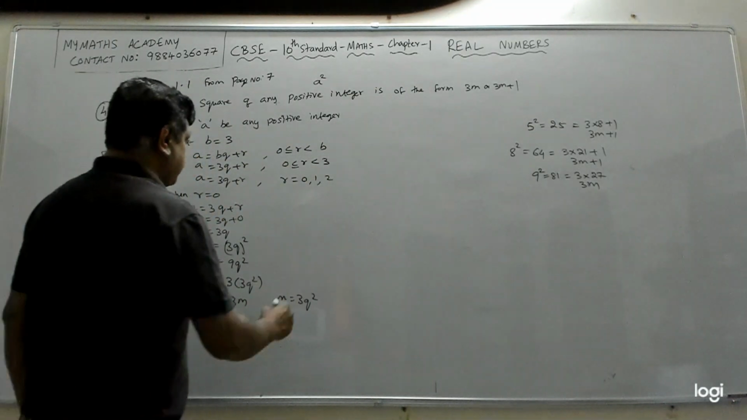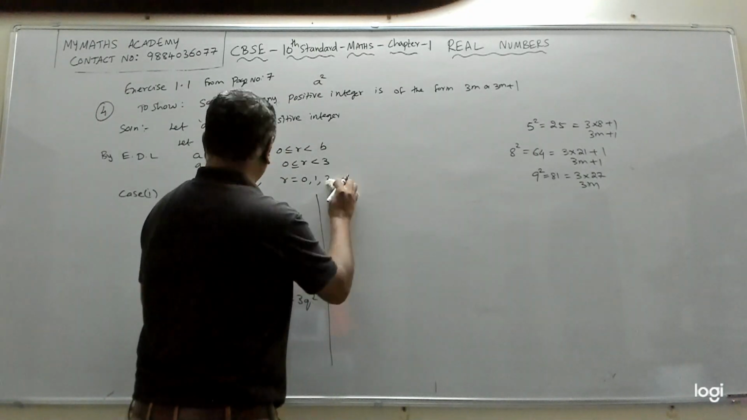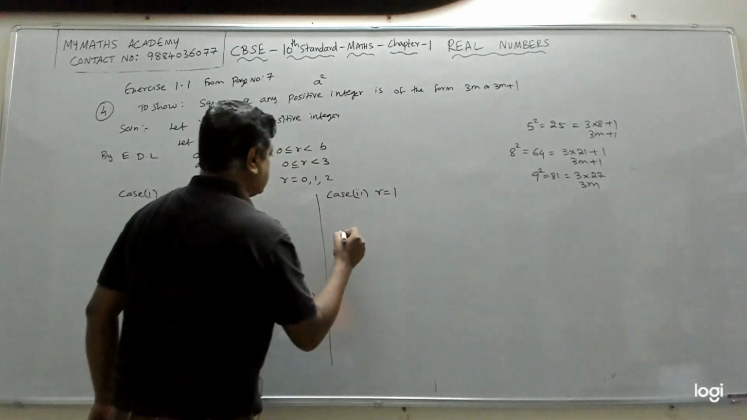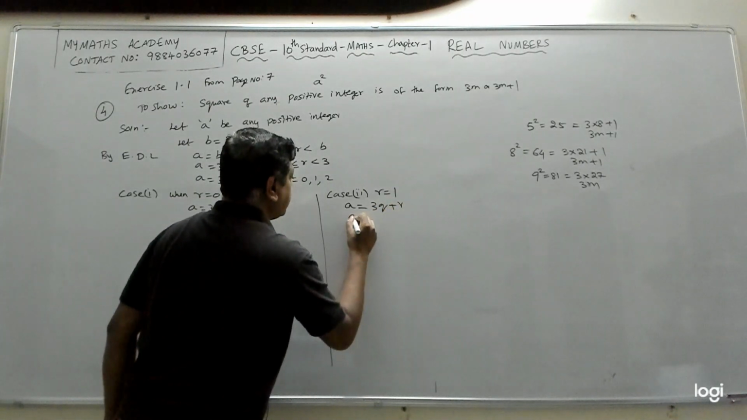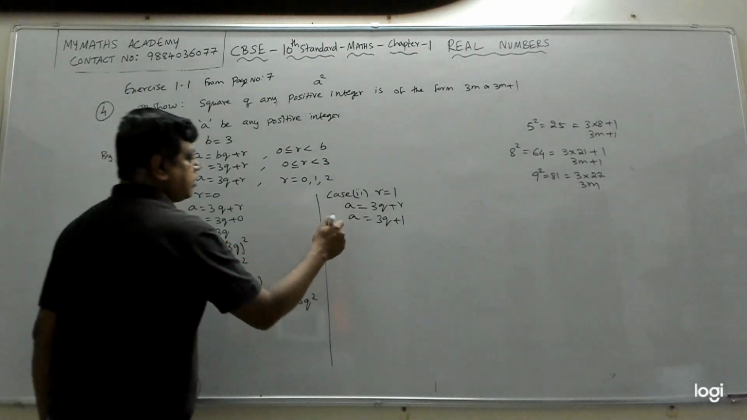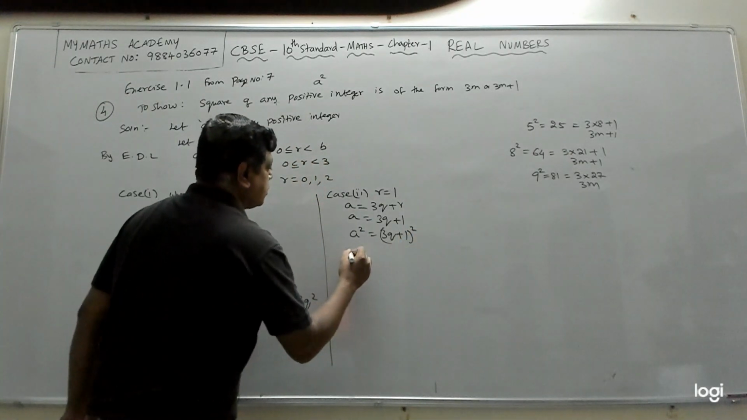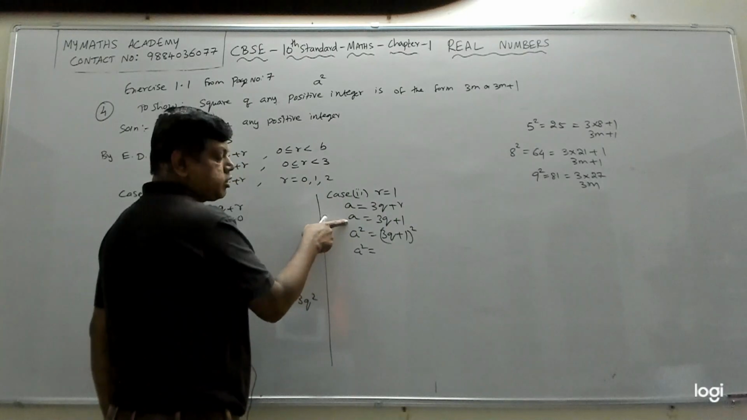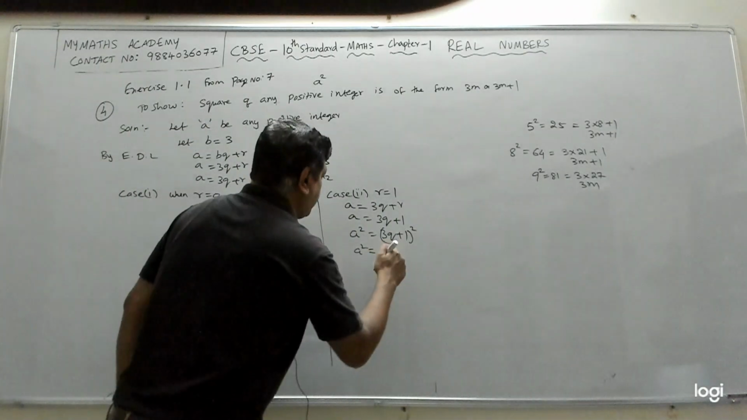Second, we need to take the next case, case 2. Case 2 is r equal to 1. So my a becomes what? a is 3q plus r. So a becomes 3q plus 1. Now we should do the square of that a. So a square will become 3q plus 1 the whole square, because we need to put the square of the number. So we should square this. Don't stop here. We need to square it. So if we square this, then what do we get?